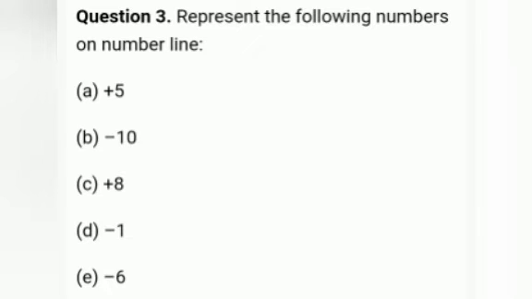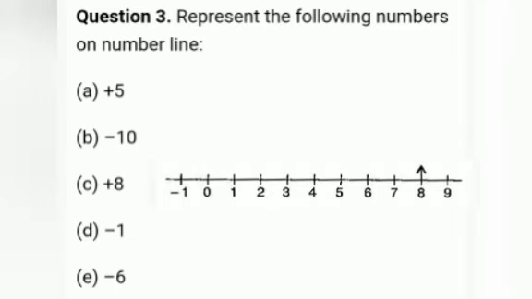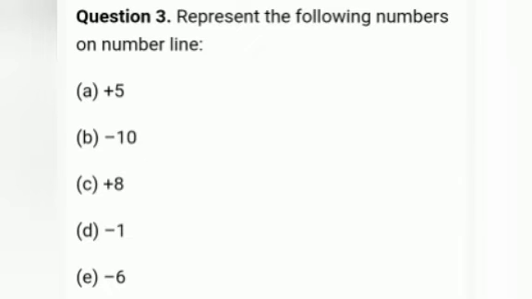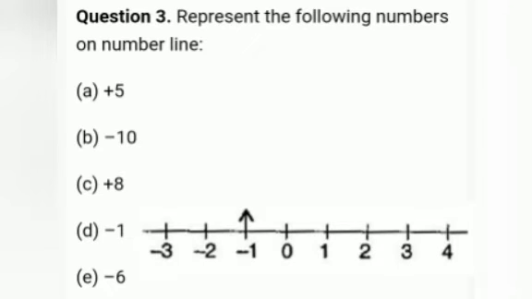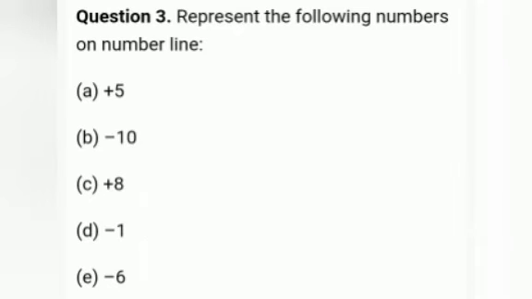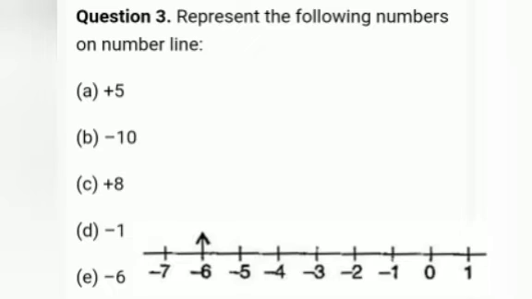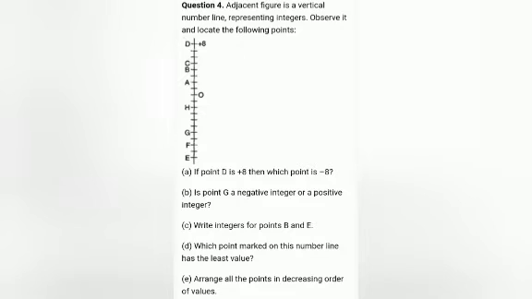Next, coming to plus 8. I will draw a number line and represent 8 with an arrow. Similarly, minus 1: I will draw a number line and put an arrow on top of minus 1. Then minus 6: the same way, I will draw a number line and put an arrow on minus 6.